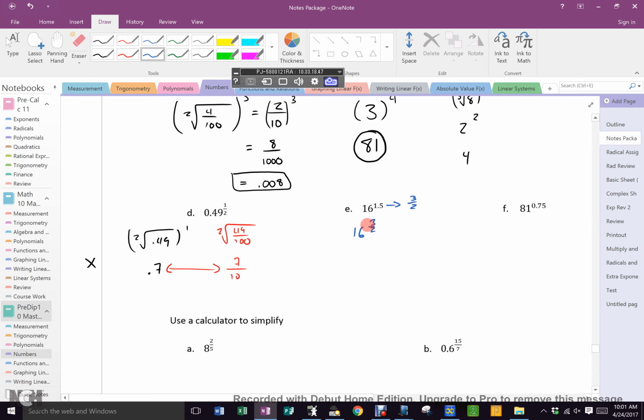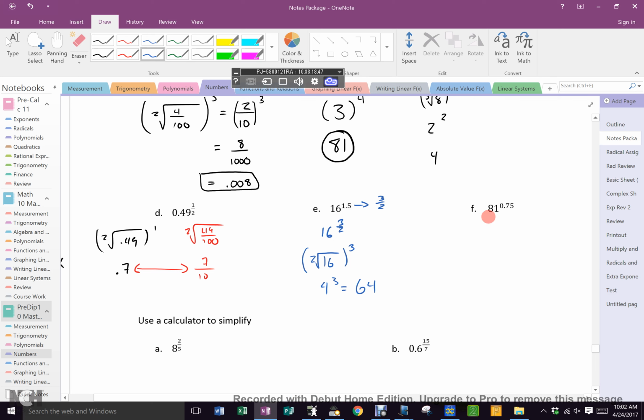Because this makes no sense, does it? How do I multiply 16 by itself 1.5 times? You can't do it, can you? So we got to fix it up. What is it? Square root of 16 to what power? 3, which is what? 4 cubed, which is what? 64. Good?